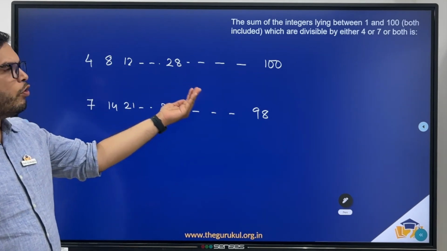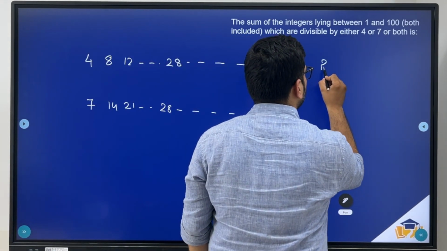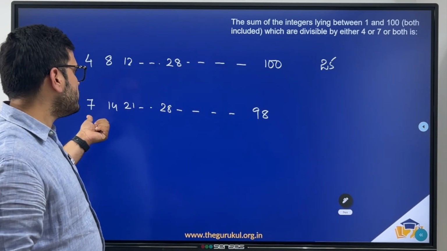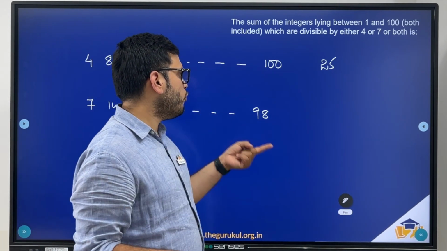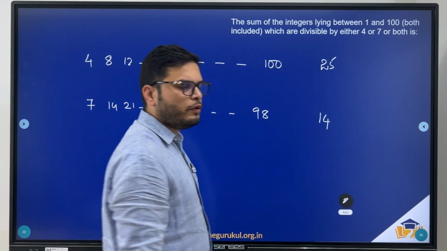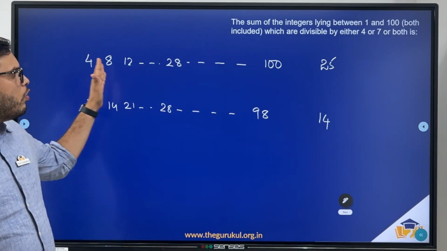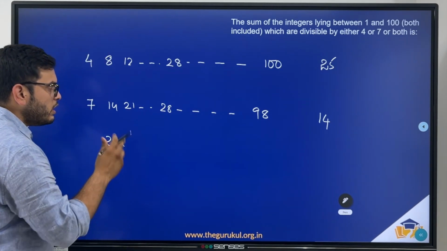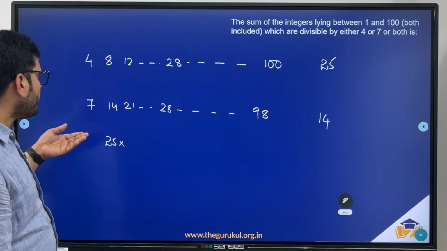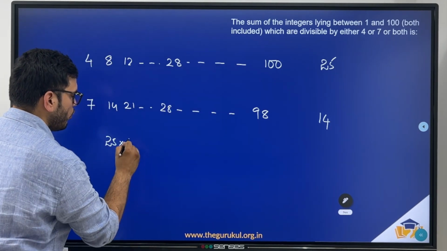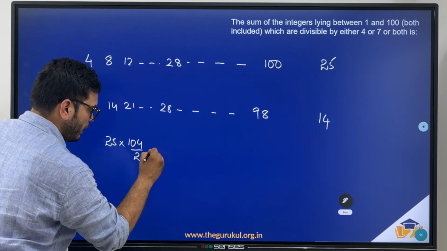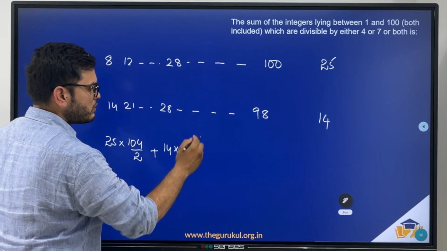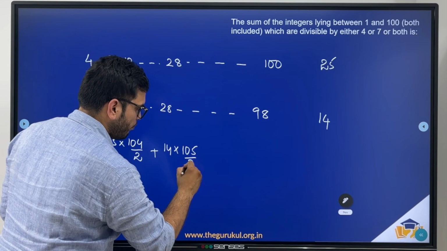Now how many multiples of 4 do we have? You have 25 multiples of 4. And how many multiples of 7? From 7 to 98, 7 14s. You have 14 multiples of 7. Right. Now first let's find the sum of all these 25 multiples of 4. So 25 into, now since they are in arithmetic progression, n into (first term plus last term) by 2, 104 by 2, plus the sum of these. You have 14 terms, 14 into (7 plus 98), 105 by 2.